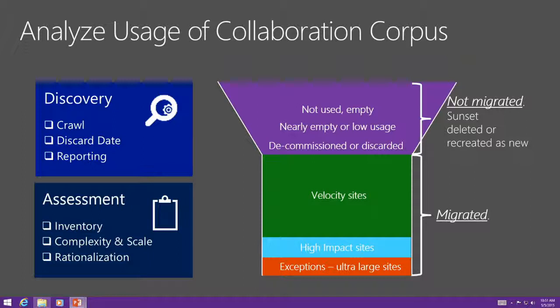From there, we move into the assessment. Here we want to look at what is the inventory, what is the complexity and scale of that inventory, and then start rationalizing where it goes and what the target is. A key one here with this funnel, which is self-explanatory, is that from this discovery and assessment, we always have what will be migrated and what will not be migrated. It's not a lift and shift operation. Don't have an expectation you're going to take everything you have today on premise and just put it in the cloud as is.